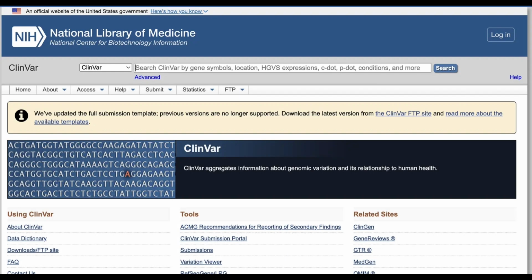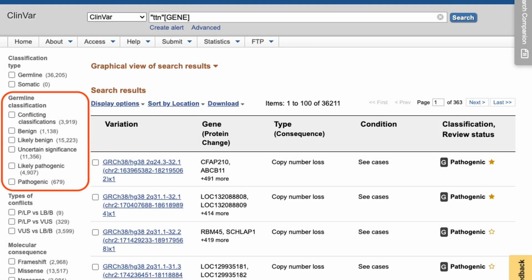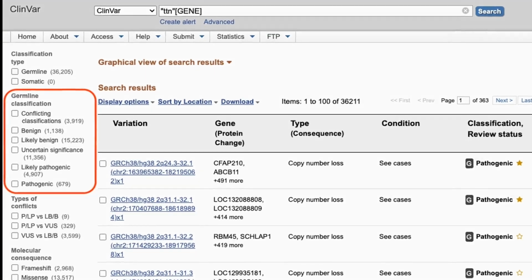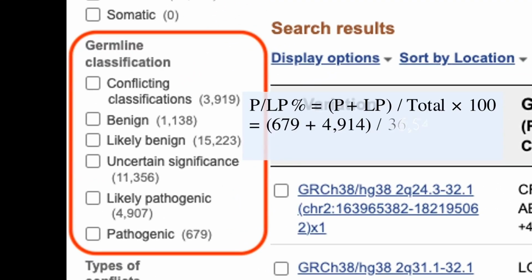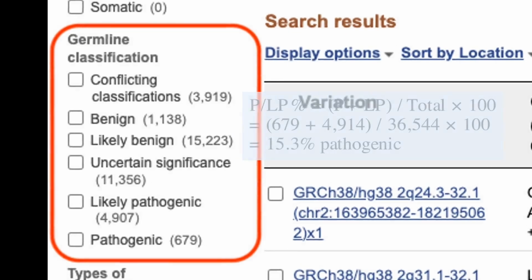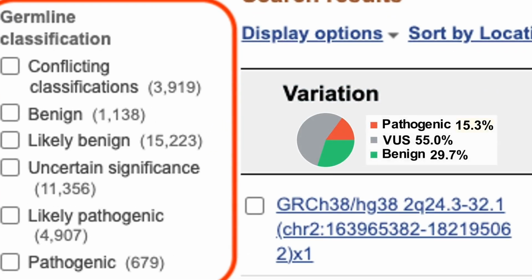ClinVar is a public database for genetic professionals to report variants and how they were classified. Here, a search for a particularly large gene reveals 36,000 reported variants. Looking closer, only 15% of these variants are known to cause disease, with the majority deemed likely benign or uncertain.